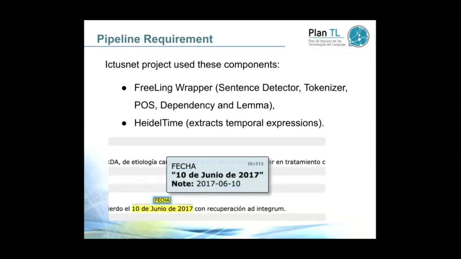Also there is HeidelTime, which is useful for extracting temporal expressions. You can see here the output of HeidelTime. HeidelTime needs the POS tagger from the FreeLing wrapper and also the tokenizer, of course. This is the output of HeidelTime, and we also normalize it into a specific format that you can see in the note tag.